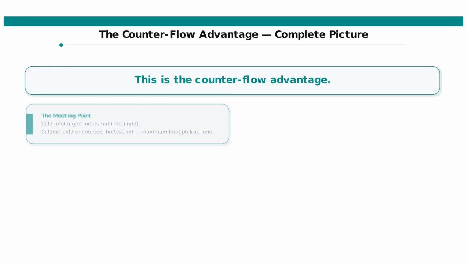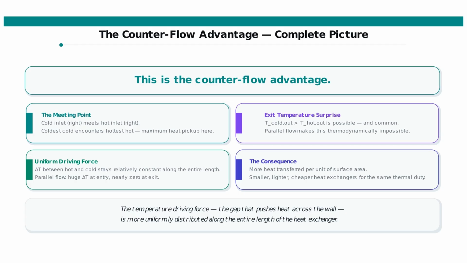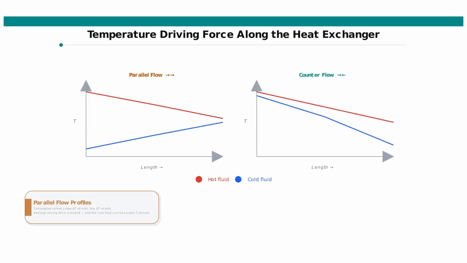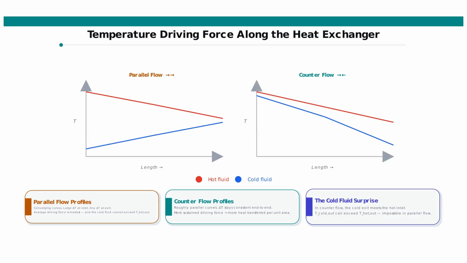This is the counterflow advantage. The temperature driving force, the gap that pushes heat across the wall, is more uniformly distributed along the entire length of the heat exchanger. In parallel flow, the driving force starts enormous and ends small. In counterflow, it stays relatively consistent throughout. And a more uniform, sustained driving force means more heat transfer for the same surface area.